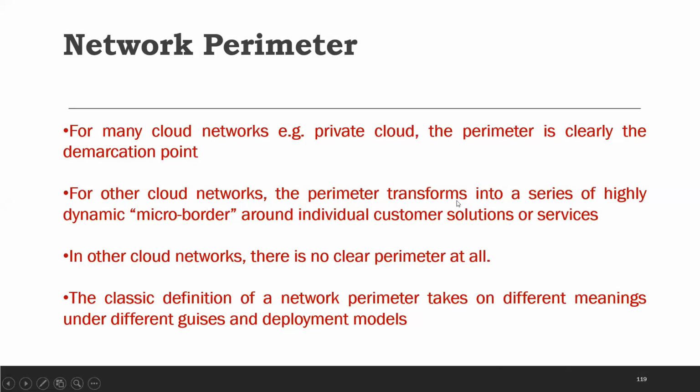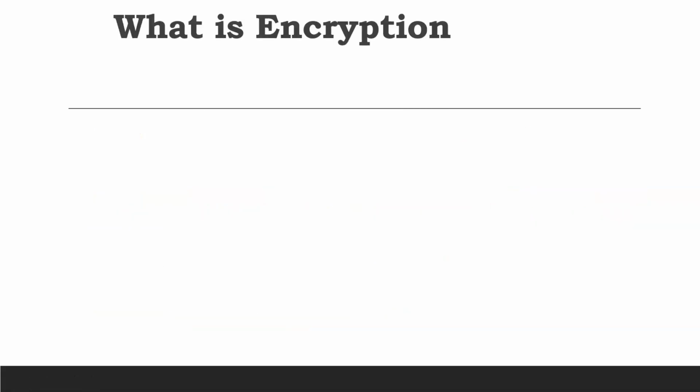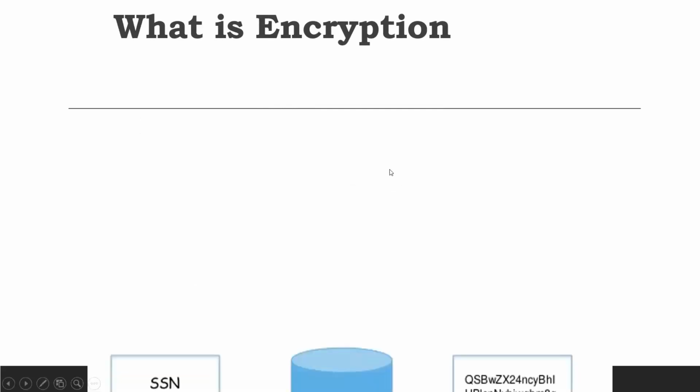For other clouds like public cloud, the perimeter transforms into a series of highly dynamic micro borders around individual customer solutions or services. So in the public cloud there are no clear perimeters at all, because it is publicly available and those clouds are in the public network. So security is very important, because where there is no control over who can access from where, it is important that the cloud is secure. And one of the best ways to implement security in the cloud is encryption.